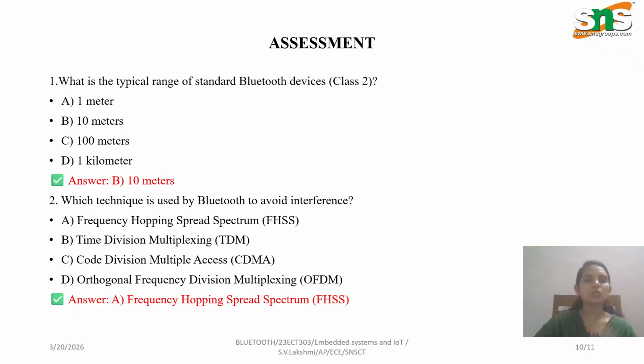Today's assessment: what is the typical range of a standard Bluetooth device? That is 10 meters, for version 2. And which technique is used by Bluetooth to avoid interference? Frequency hopping spread spectrum is the technique used to avoid interference in Bluetooth.